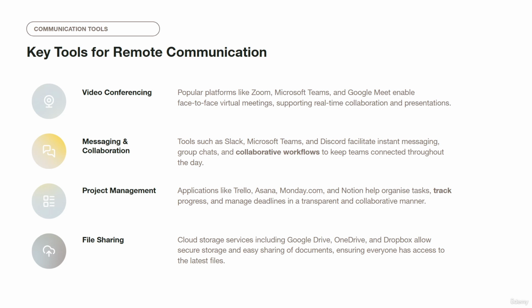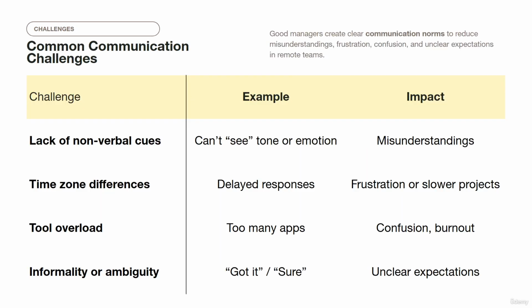For project management, we have tools like Trello, Asana, Monday.com, and Notion to help organize tasks, track progress, and manage deadlines in a transparent and collaborative manner. And for file sharing, again, very famous, Google Drive, OneDrive, Dropbox, and similar allow secure storage and easy sharing of documents. So these are what these different tools are called: video conferencing, messaging collaboration tools, project management tools, and file sharing tools.